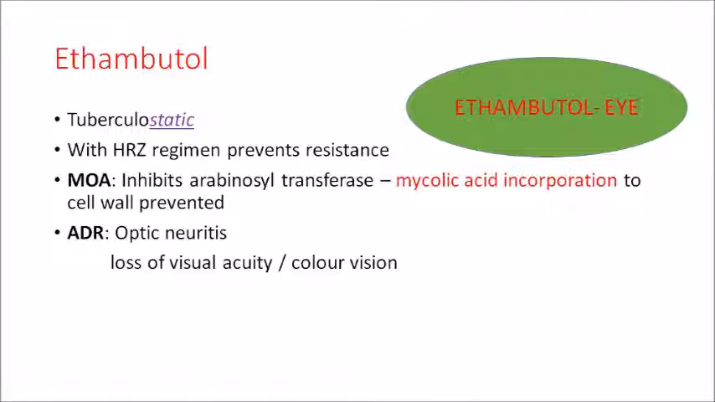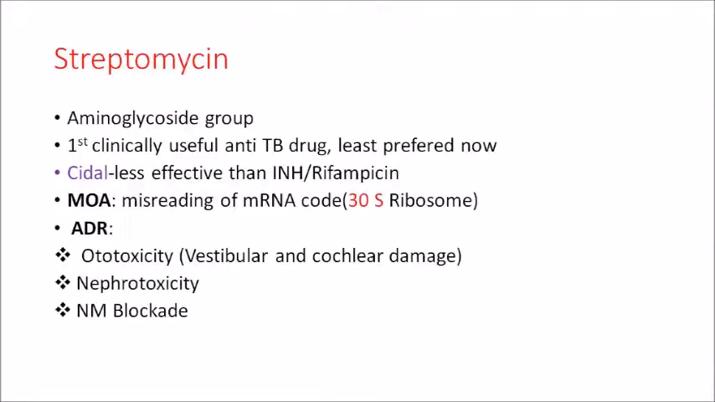Adverse drug reaction of ethambutol is a very important question. It causes optic neuritis. It affects the eye. So ethambutol, E, affects eye. Both E's you should connect. It causes optic neuritis. There is loss of visual acuity and it affects the color vision, especially the red and the green colors. Okay. Streptomycin is a drug of the aminoglycoside group.